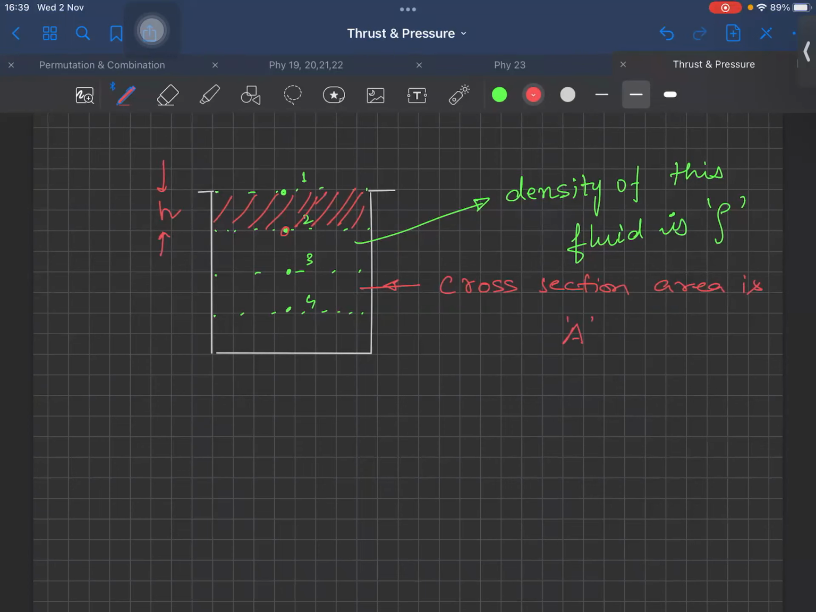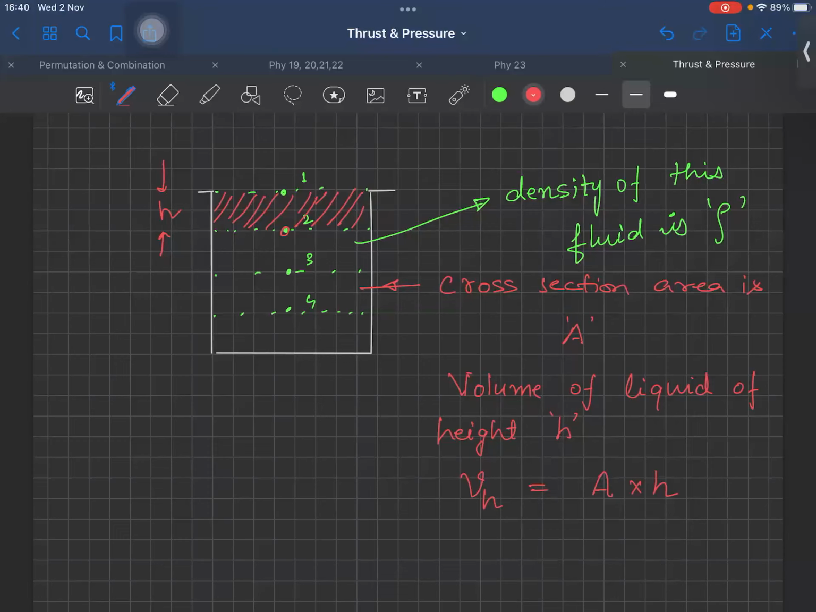Okay, cross sectional area is A. So how do you calculate the volume of this part? Volume of liquid of height h. Let's call it VH. How do you calculate it? This will be area multiplied by the height. That's how you calculate the volume, right? Isn't it? Yes, sir. Okay.